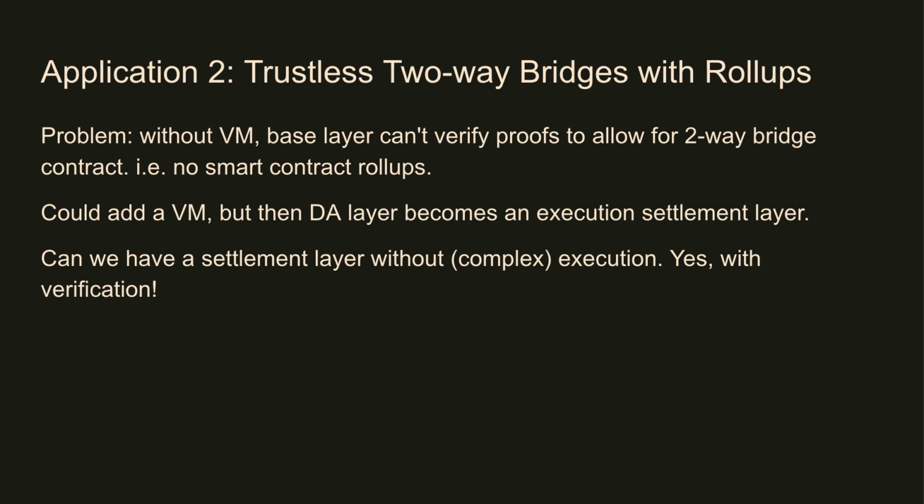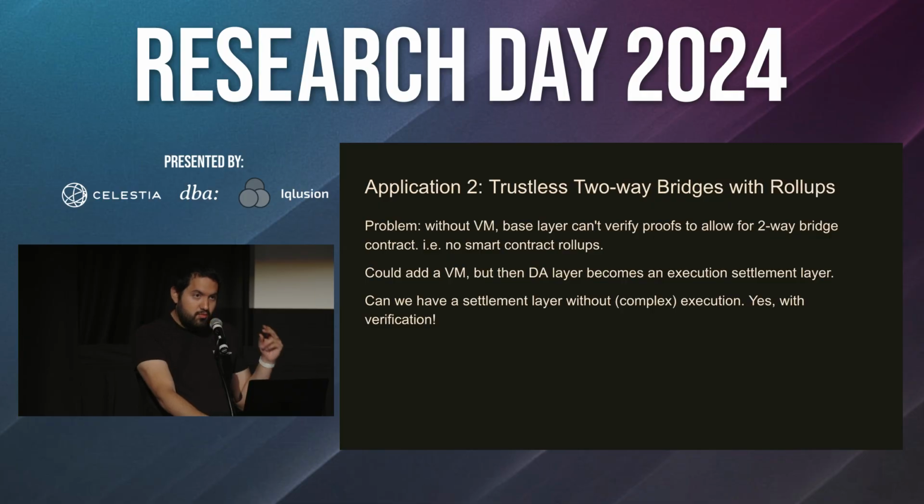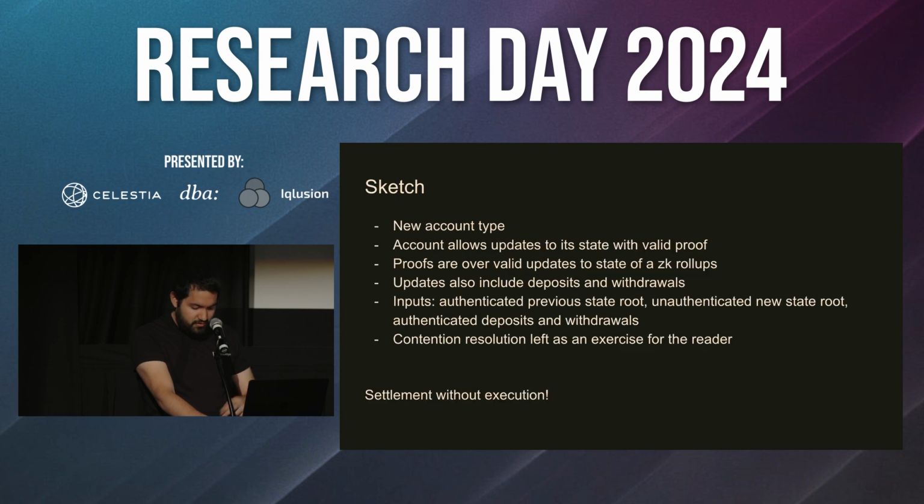So what do you do? You could add a virtual machine, but then your data availability layer becomes an execution layer. Not good. But what do we want? We want a settlement layer without execution. And how do we do it? Well, we do it with verification instead of execution. So what's a sketch of a protocol that does this?